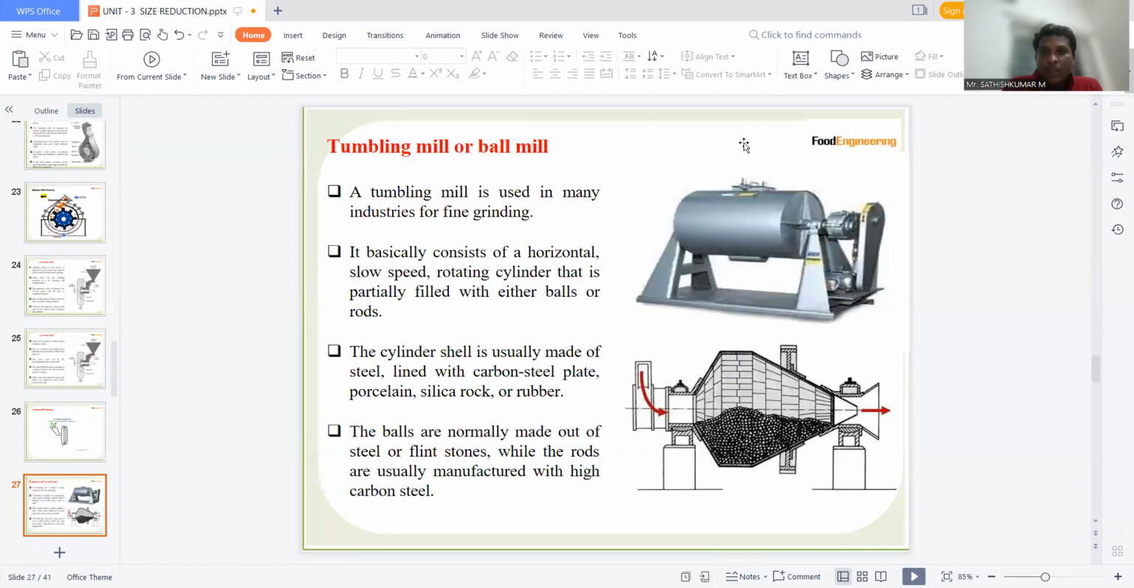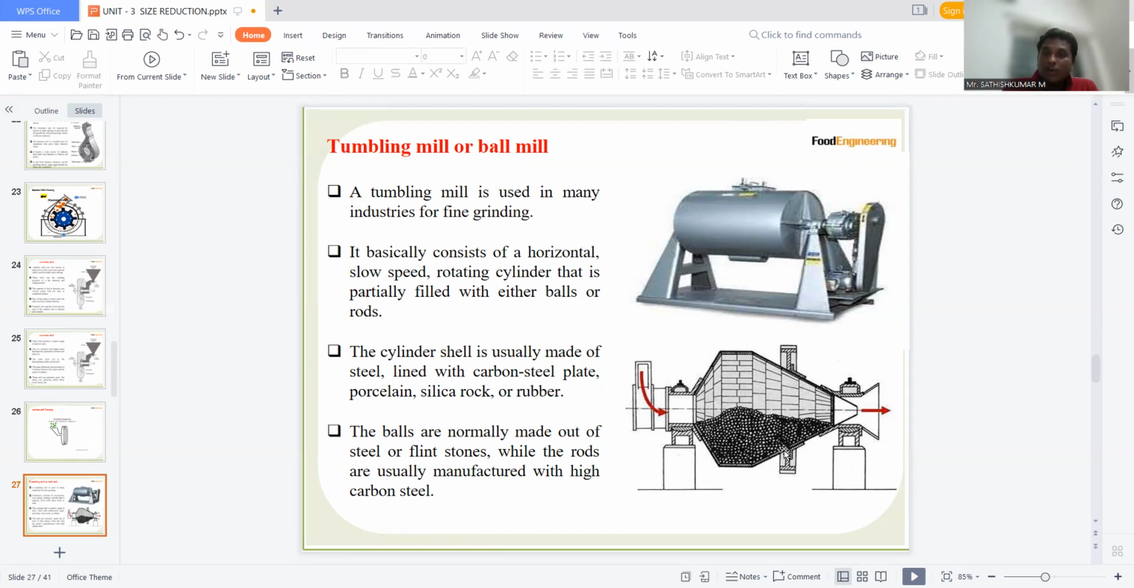Next one, tumbling mill or ball mill. Tumbling mill is used in many industries for fine grinding. It basically consists of a horizontal, slow speed rotating cylinder that is partially filled with either balls or rods. The cylindrical shell is usually made of steel lined with carbon steel plate, porcelain, silica rock and then rubbers. The balls are normally made out of steel or flintstones, while the rods are manufactured from high carbon steels.